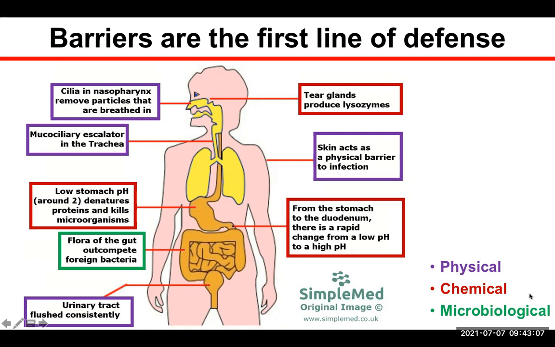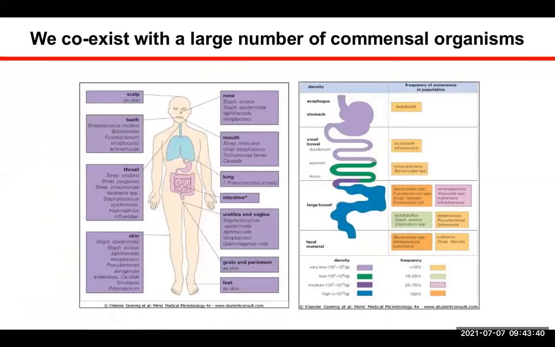And then the last line of barrier defense are microorganisms that actually live within your gut and also on your skin. These are there to outcompete foreign bacteria. And so if you don't have a good set of bacteria present, then it's not going to be able to keep the bad bacteria at bay, and then you end up getting sick. So keep your gut bacteria healthy by eating good stuff that's going to feed it.